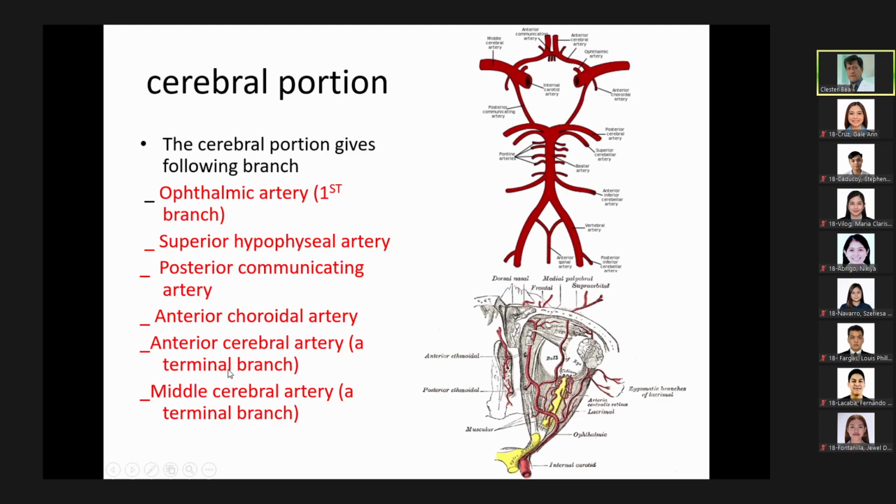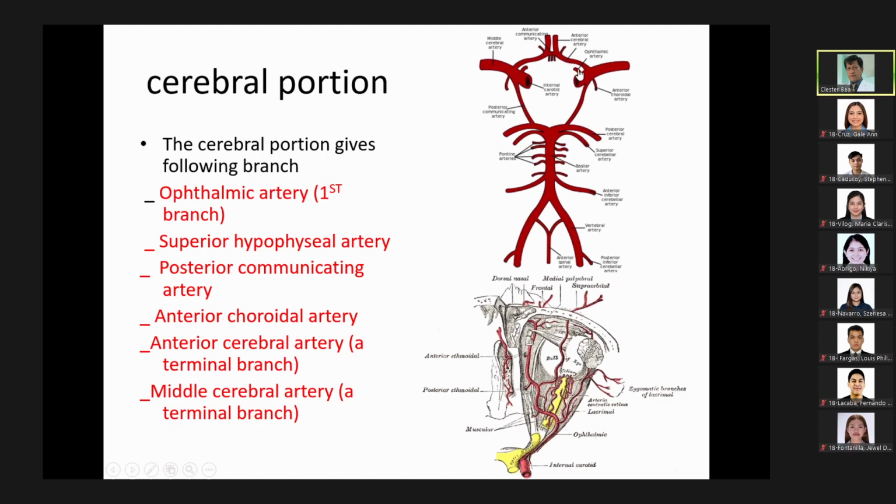Now, before we go into the cerebral arteries, you have 3 cerebral arteries actually. You have the anterior cerebral artery, middle cerebral artery, and your posterior cerebral artery. Of the 3 cerebral arteries, the middle and anterior cerebral arteries come from the internal carotid. But your posterior cerebral artery comes from the basilar artery. The basilar artery in turn is formed by the union of the vertebral arteries.